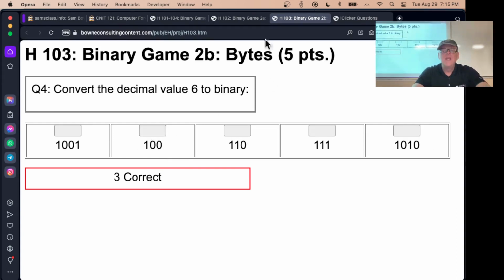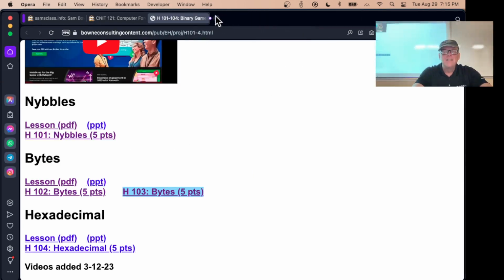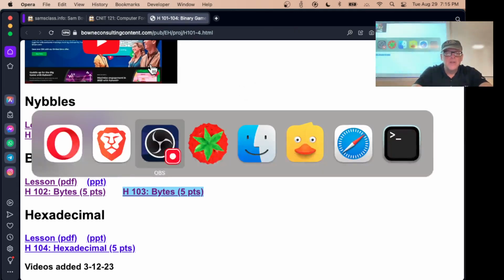All right, so anyway, after you get 10 in a row right, you find a flag, and that's how it goes. All right, that's all I wanted to show you this time. Next time we'll do hex, but not this time. So I'm going to stop that.